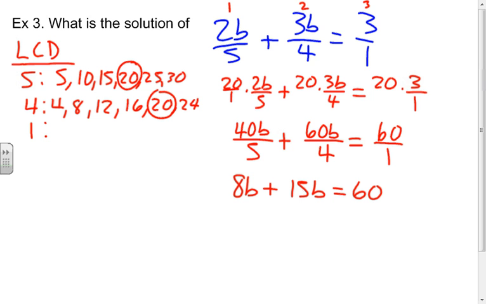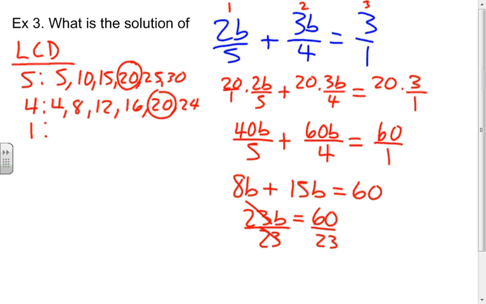If we continue with our steps, is there any distributive property? Nope. Any like terms? Yep, 8b and 15b gives me 23b. On the other side, I still have 60. Okay. My variable is not by itself. It's being multiplied by 23, so I need to do the inverse, which is divide by 23.